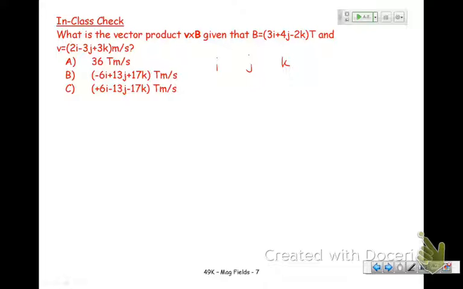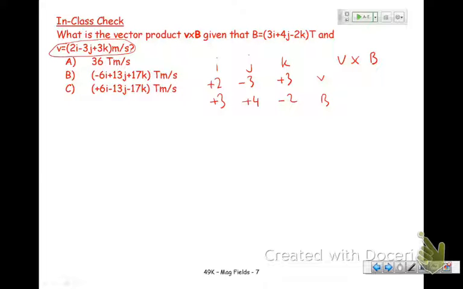So remember, I'm doing V cross B. So I've got to put my V down first, and my V is this guy. So that's 2, minus 3, plus 3. That's my V. And my B is 3, plus 4, minus 2. Let's just neaten it up by putting plus signs in there.